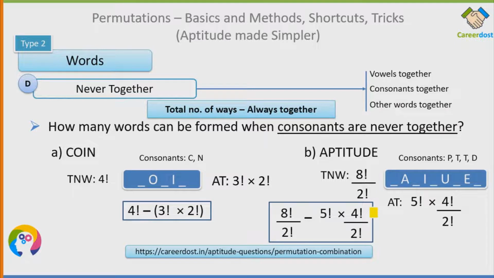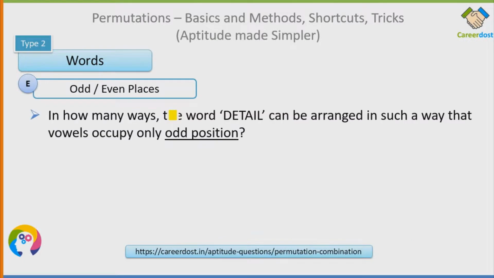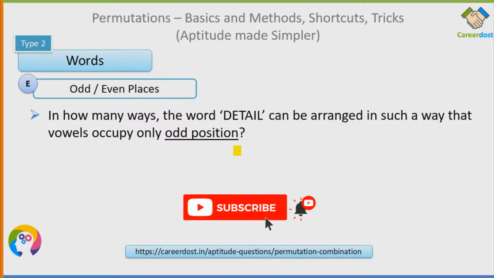So now let's move ahead. In this section we will deal with the fifth type of word problem in the permutation category. The fifth type of permutation problem is odd and even places. So the question is, in how many ways can the word DETAIL be arranged in such a way that vowels occupy only odd positions?